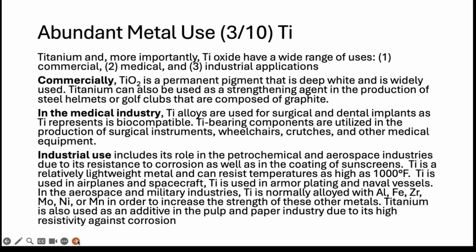So the third one is titanium. Titanium, and especially titanium oxide, have a wide range of uses: commercial, medical, and industrial. Commercially, titanium oxide is a permanent pigment. They used to use lead in paint. Now they replace that with titanium oxide because it's nice and white. It's also used as a strengthening agent in steel helmets or golf clubs that are composed of graphite. In the medical industry, they're used for surgical and dental implants, as titanium is biocompatible. You're always worrying about things breaking down in your body.